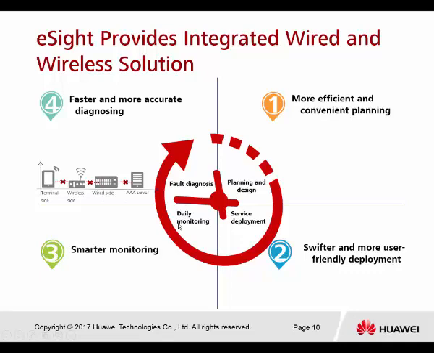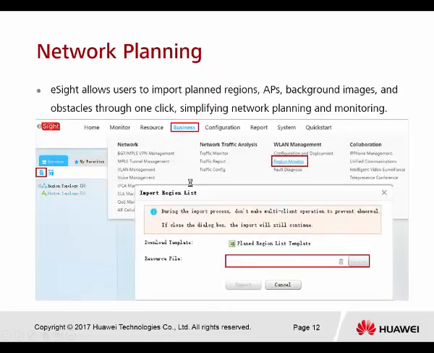So on the main page, they have the monitoring. It will show you all the reports, and fast and more accurate diagnosing. They show you the icon and show you which devices you want to scan and diagnose right now. Network planning. eSight allows users to import planar region, AP, background image, and obstacle through one click, simplifying network planning and monitoring.